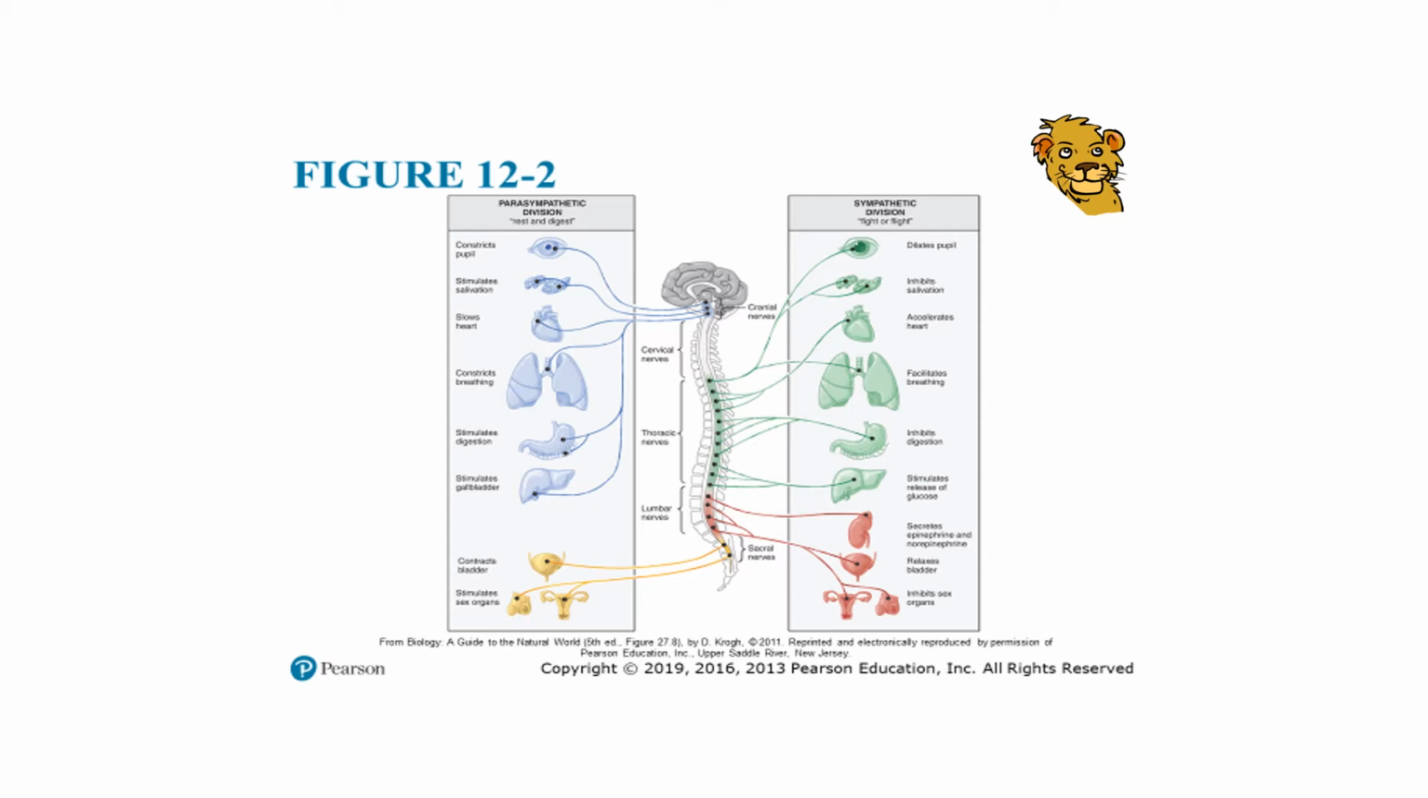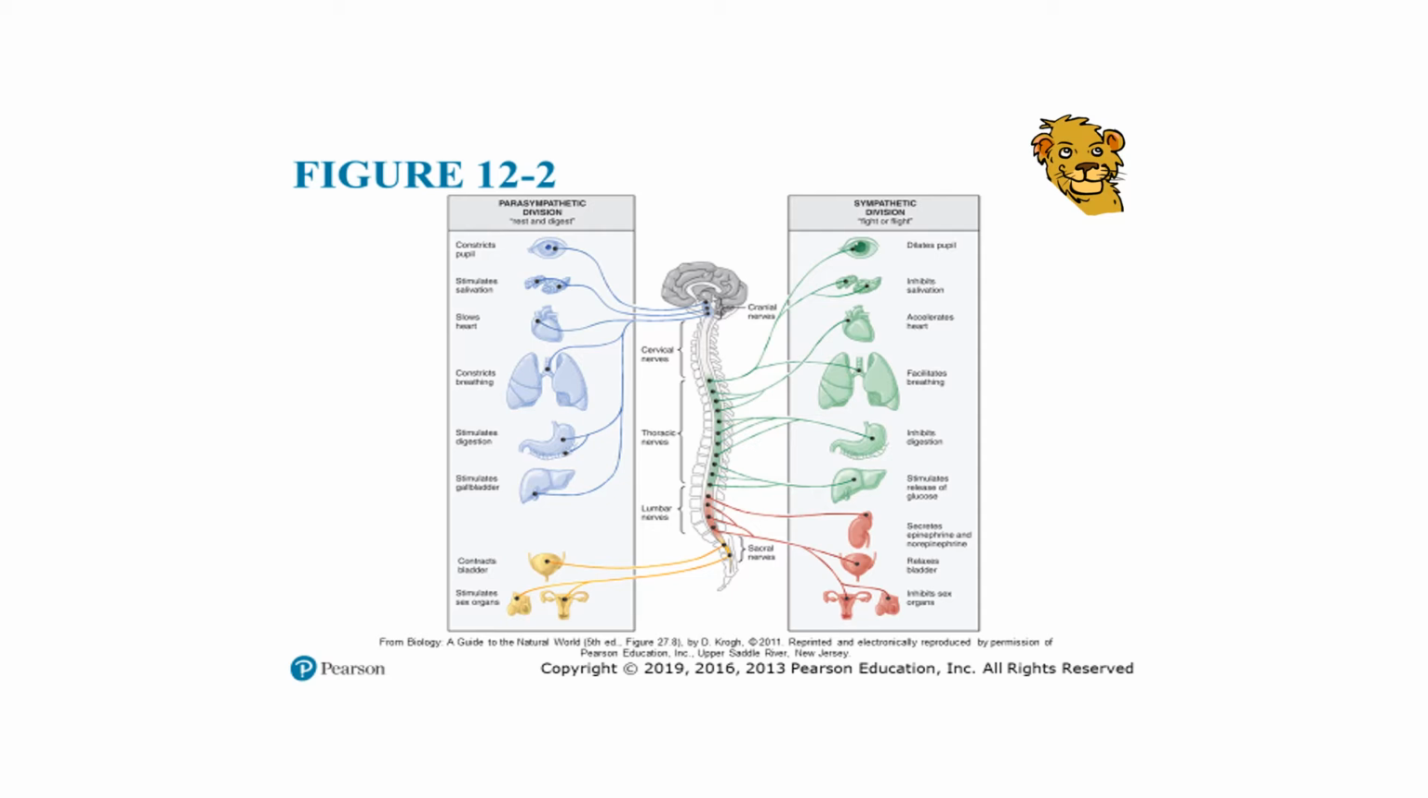Okay, so this is figure 12-2. I think if you have a really good feel for this slide and where the parasympathetic and the sympathetic nervous systems are going and which organs they're affecting, this will be really helpful going forward. So just in general, let's have a look at where the two parts of the autonomic nervous system are coming from.